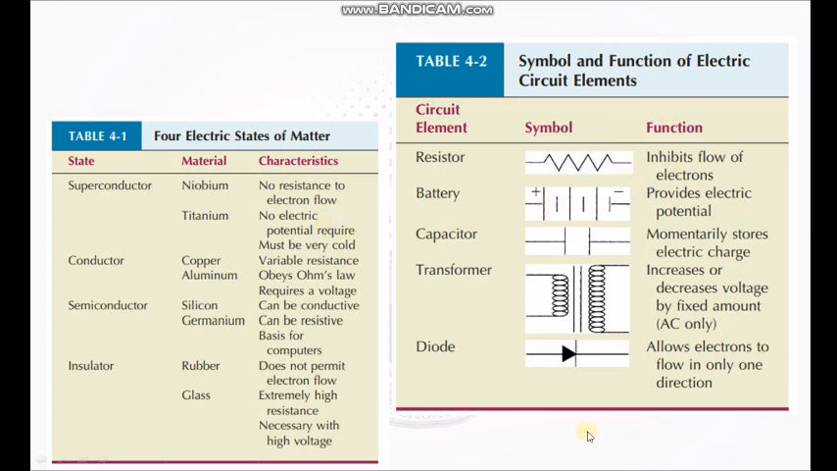Okay, so you also have the symbols and functions of electric circuit elements. This is a symbol for a resistor, a symbol for a battery, a symbol for a capacitor. A capacitor momentarily stores electric charges. A transformer, which will be discussed later, increases or decreases voltage by a fixed amount, and will only operate with AC only. And then you have a diode. A diode allows electrons to flow in only one direction.